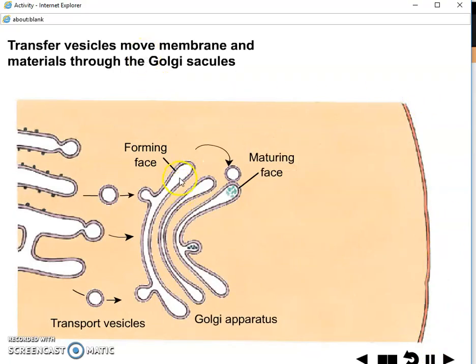Okay, once we are in here, again, we see that membrane can bond to membrane and deliver substances. Now we can actually go through the different bodies of the Golgi apparatus and go from one area to another, where we can then, due to the enzymes that are inside, change our product into what we want it to become.